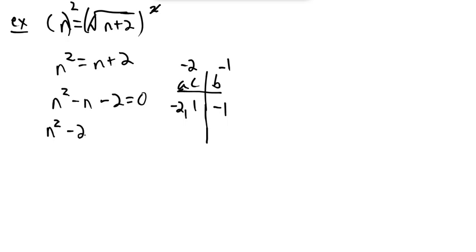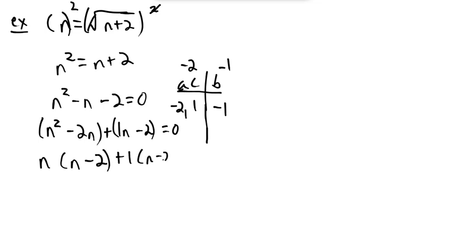Remember, we split this up, so this becomes n squared minus 2n plus 1n minus 2 is equal to 0. And then we throw everything into parentheses here and factor out what we need. So we can factor n out of both of those. We're left with this. So we find out that n minus 2 times n plus 1 is equal to 0. Are we done yet? Not even close.